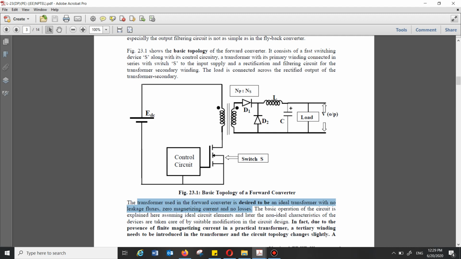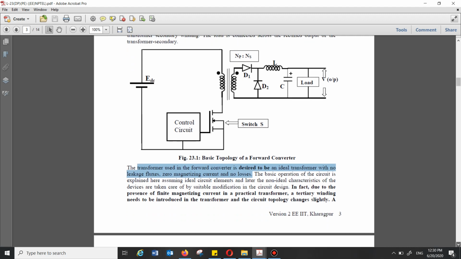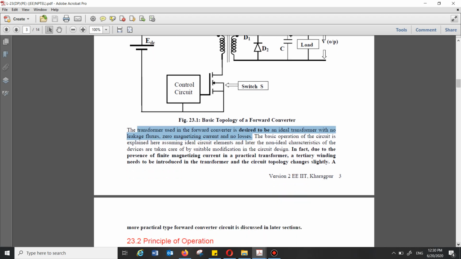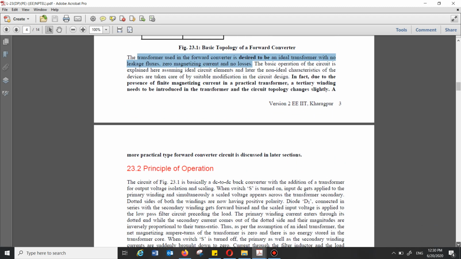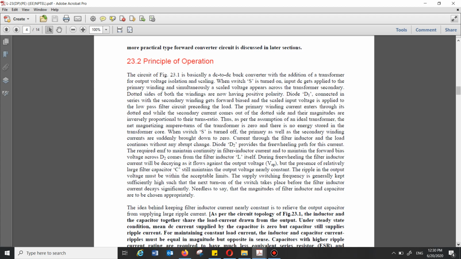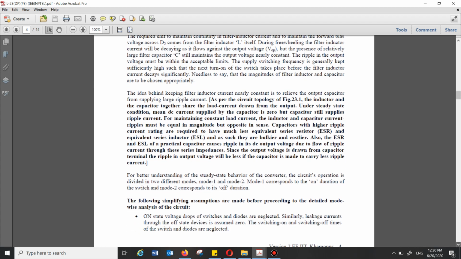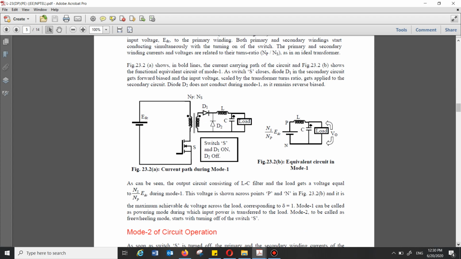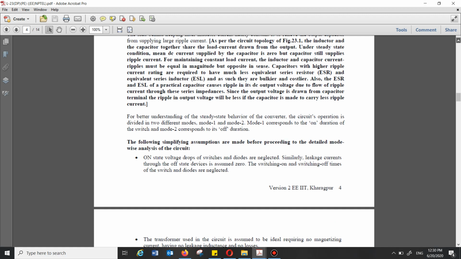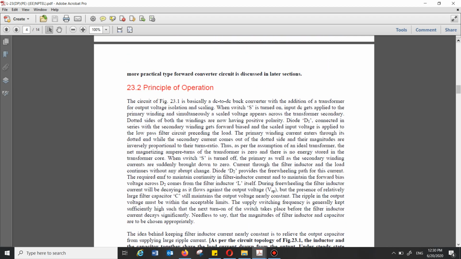Due to the presence of finite magnetization current in the transformer, we need a tertiary winding, and the circuit topology has changed a little bit. A more practical circuit we will see like this. Let's discuss the operation, how it is done.